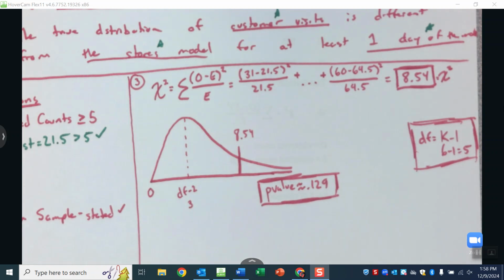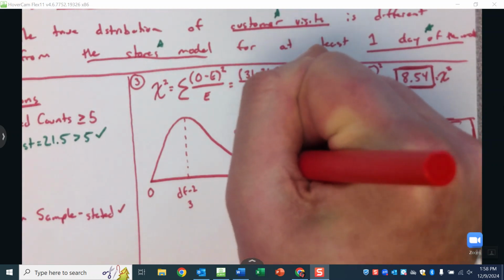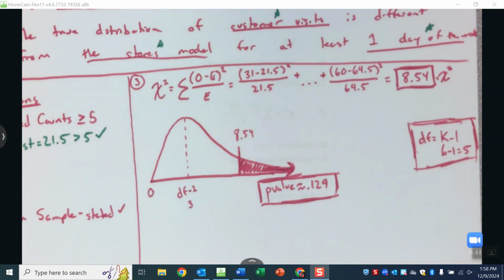All right, what you do need to know is draw a sketch, tails off on the right, take your test statistic, mark it on there, and then you're always shading to the right. So you don't have to worry about is it one-tailed or two-tailed, or am I shading to the right or to the left? You're always marking on this right-hand side, and you're always shading to the right. And then we're going to find that shaded area, and that shaded area is going to give us this p-value.